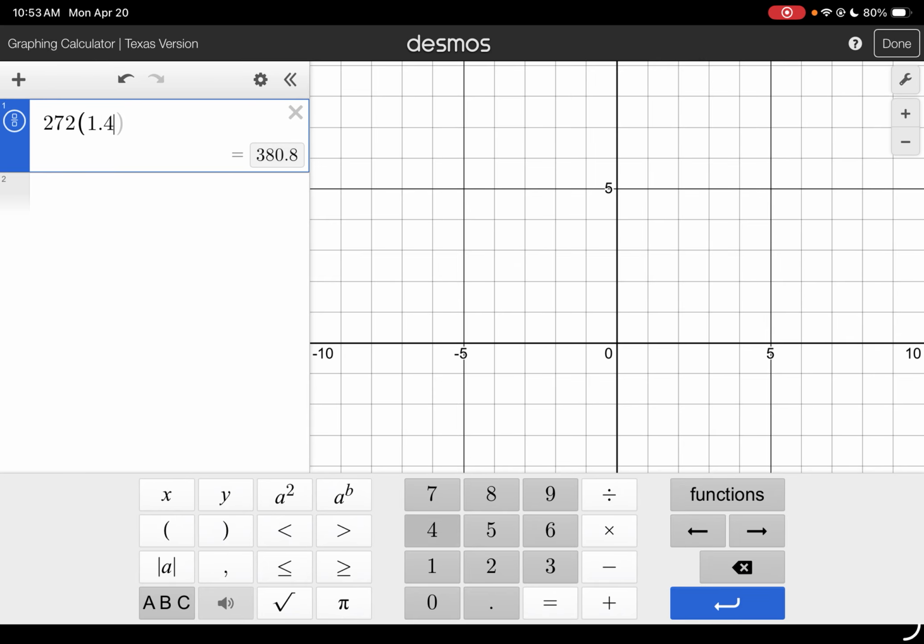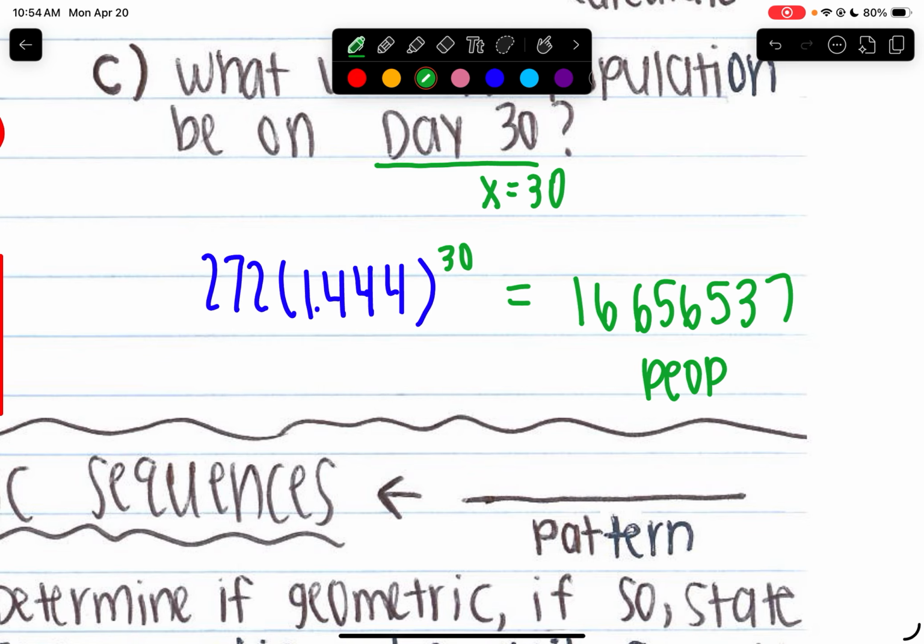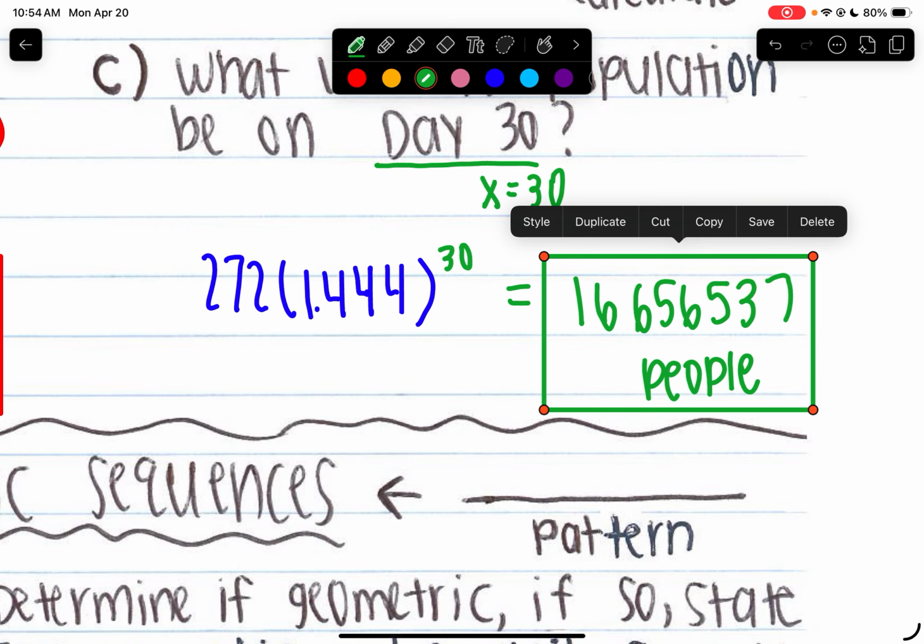272 times 1.444 to the power of 30 is a ginormous number. Hold on, I need to type that in somewhere so I have it. 1,665,653. Now we are talking about a population in a town, in a village. So this must be people, and we want to round to the nearest whole number here. So 1,665,653 people. That's a lot of people. Now again, that's just an estimate based off the trend, right? That's all this equation is doing. It's giving us a rough estimate based on the data we gave it.